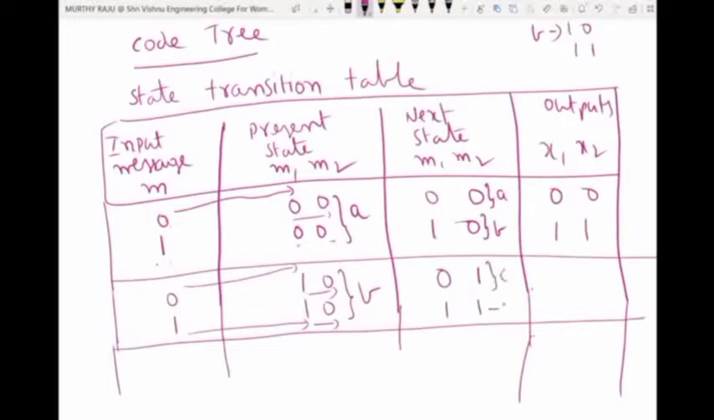This one is C, this one is D. Here perform 0 exclusive with 1 exclusive with 0, that means 1. 0 exclusive with 0 is 0. Here 1 exclusive with 1, 0, 0 exclusive with 0. 1 exclusive with 0 is 1.